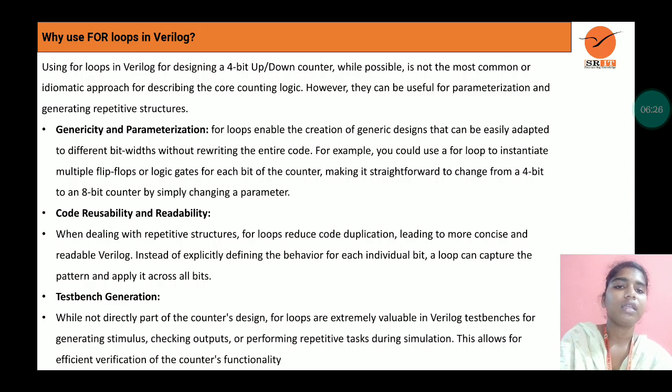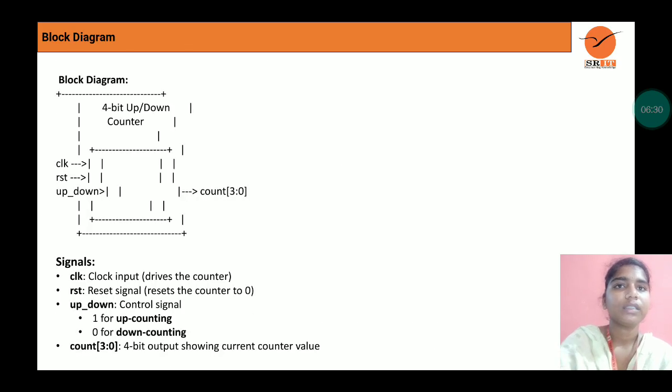This allows for the efficient verification of the counters functionally. Block diagram: this is the 4-bit up-down counter. The inputs are the clock, reset, and up-down. The output is count[3:0]. Signals: the clock input drives the counter.